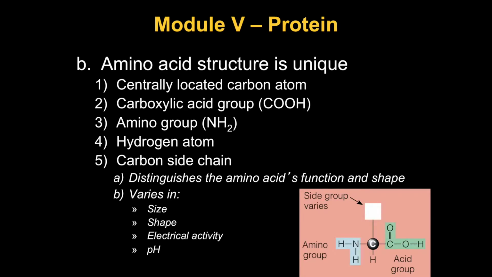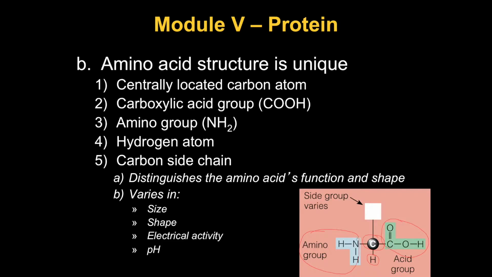The amino acid structure is very unique to amino acids and protein, but there's a commonality among all amino acids. And I'd like to point your attention to the bottom right-hand corner of the screen, and we'll talk about this. So all amino acids are going to have this centrally located carbon atom. They're also going to have this hydrogen atom. They're also going to have this carboxylic acid group, or the COOH group, or the acid group. And they're also going to contain the amino group, or the NH2 group. And this is really what makes protein so special.